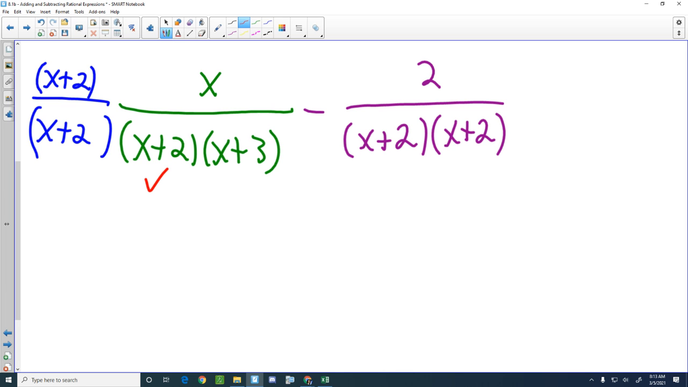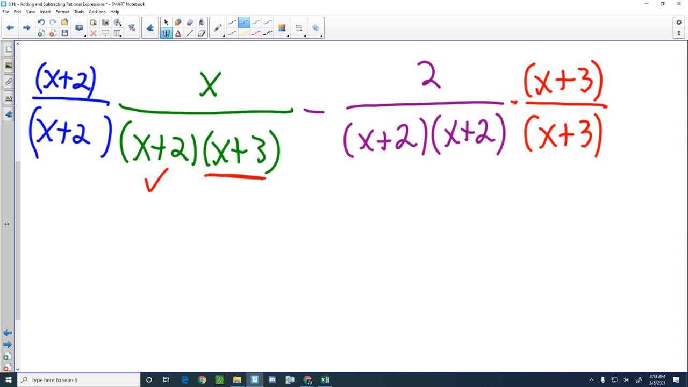But what else is over there? There's an x plus 3. Do we have an x plus 3 on the right? We don't. We need one of those to match it up. So we're going to multiply by an extra x plus 3 on the right side because the left side has one of those in the denominator and we don't on the right. If we multiply the bottom by x plus 3, we have to do that up top.